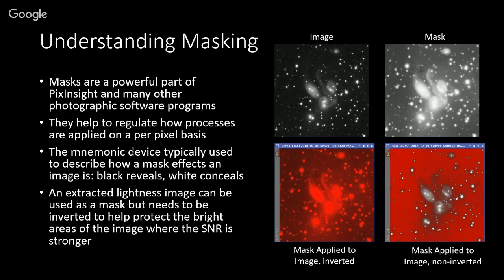The first one in the upper left is the image. Then I've made some sort of mask that I'm going to apply to that image that's based off of the image itself. And when you apply it, on the lower left you see that image inverted, and then the lower right is non-inverted. So those white areas open up and will allow whatever process you're running to work on those brighter areas. So in this case, it would do something to those galaxies and stars you see there.